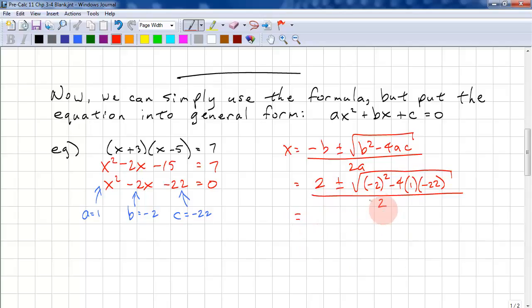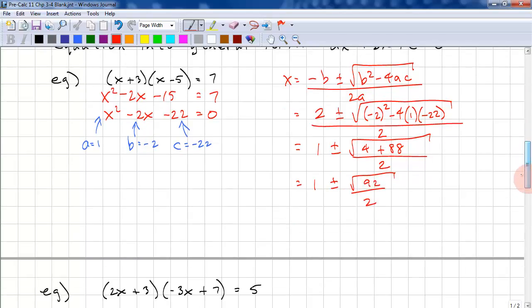So here we can simplify. 2 divided by 2 is just 1, plus or minus the square root of, this is 4, and we have -4 and -22. Multiply them together, we get 88. Over 2. So this is 1 plus or minus square root of 92 over 2. And if you like, you could have left it in the common denominator. So that would have been 2 plus or minus root 92 over 2. Either way will work.